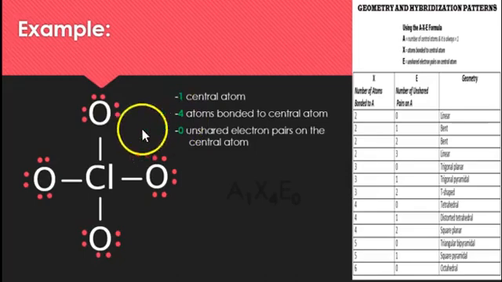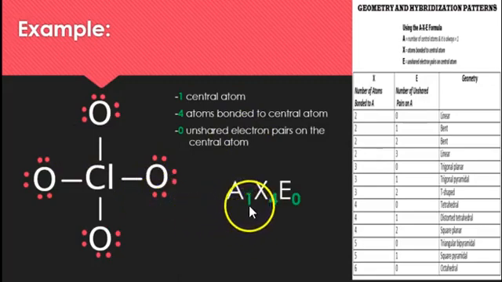The first one is an example that we've already drawn out the geometry for. So we've got our molecule. There is one central atom, the Cl. You've got 4 atoms bonded to the central atom, these 4 oxygens, and you don't have any extra pairs of electrons on your central atom. So your AXE is a 1, 4, 0.